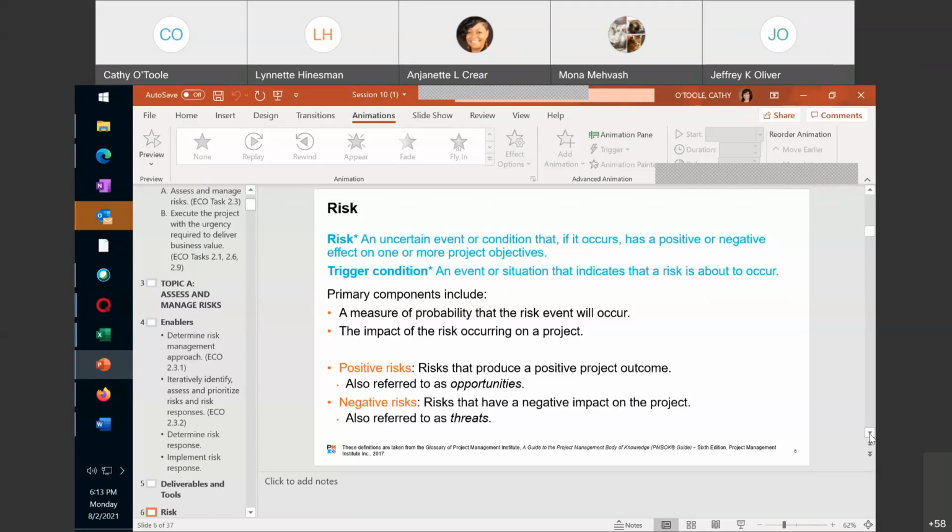Anyways, primary components include a measure of probability that the risk event will occur, and the impact of the risk occurring on a project. Positive risks are really risks that produce a positive project outcome, and sometimes they're also referred to as opportunities. Negative risks are those that have a negative impact on the project, and they're also referred to as threats.